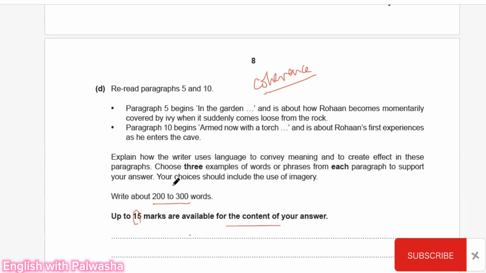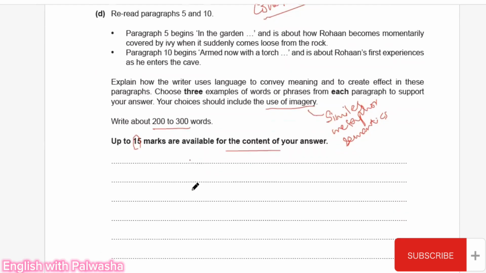So here they're actually explaining that your choices should include the use of imagery. Creating the imagery means we have to use the grammatical forms. For example, if we are using figures of speech, similes are used in the language. If a metaphor is used in the language, we need to quote that. If semantics is used here, we're going to quote it in our examples, because it's going to be 200 to 300 words and it's not an easy task. It's all about practicing. You need to practice on it, and then you'll get on the right track.